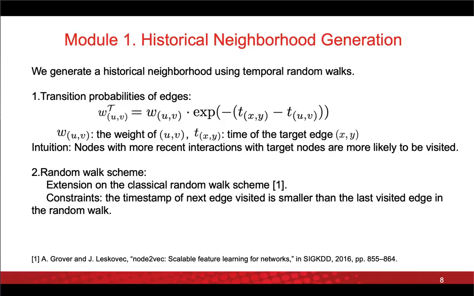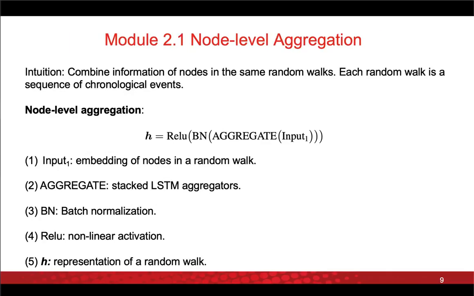During the random walk, we only visit edges whose time step is smaller than the last visited edge, by which we can model a sequence of events in chronological order. After random walks are generated, we will compute their low-dimensional representations to combine information of nodes appearing in the random walks. Specifically, we use a combination of stacked LSTM aggregators, batch normalizations, and ReLU to generate the embeddings of random walks.